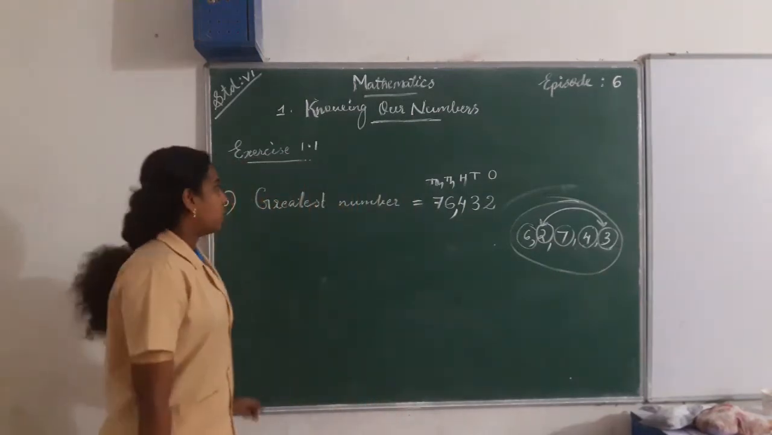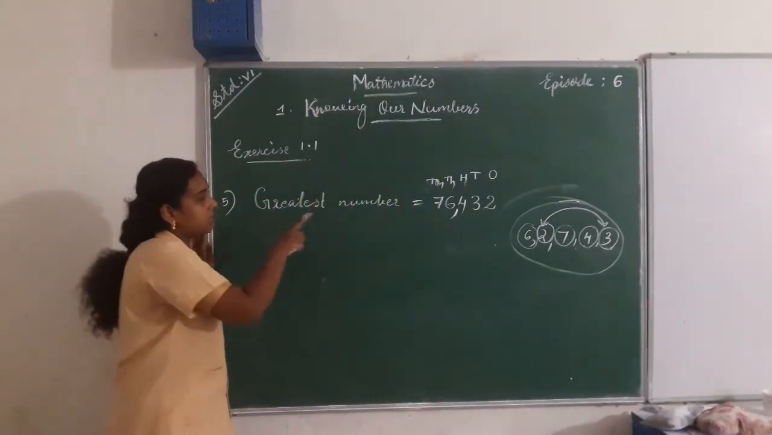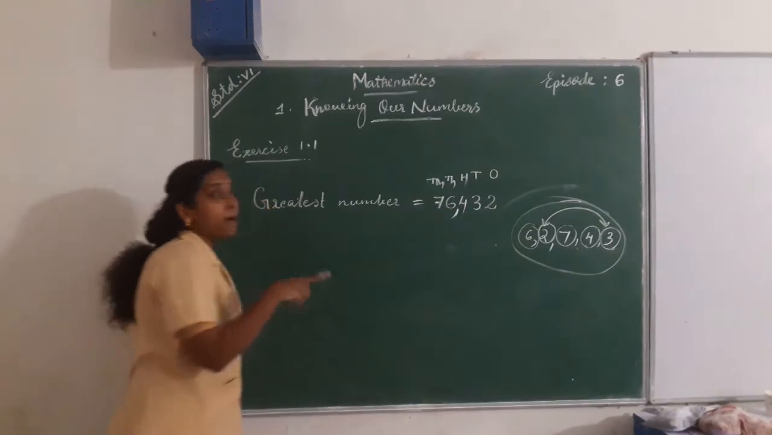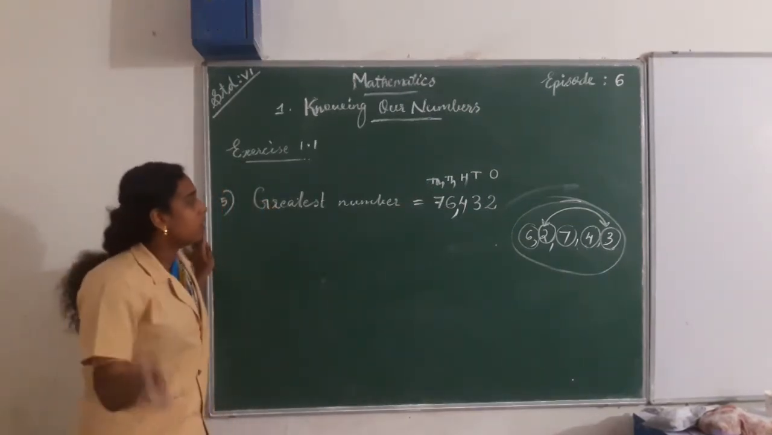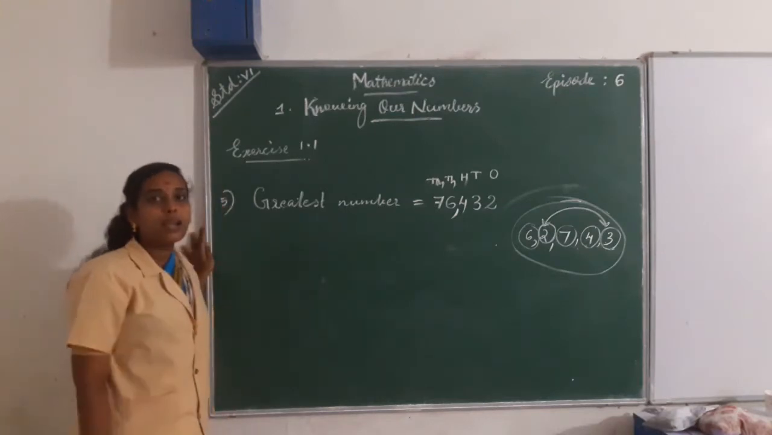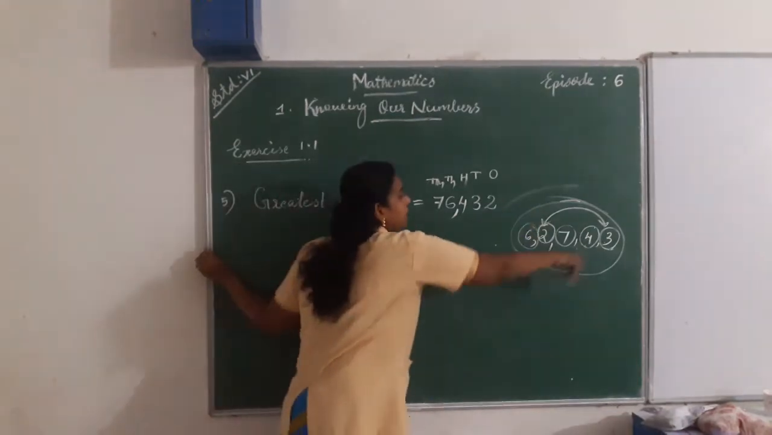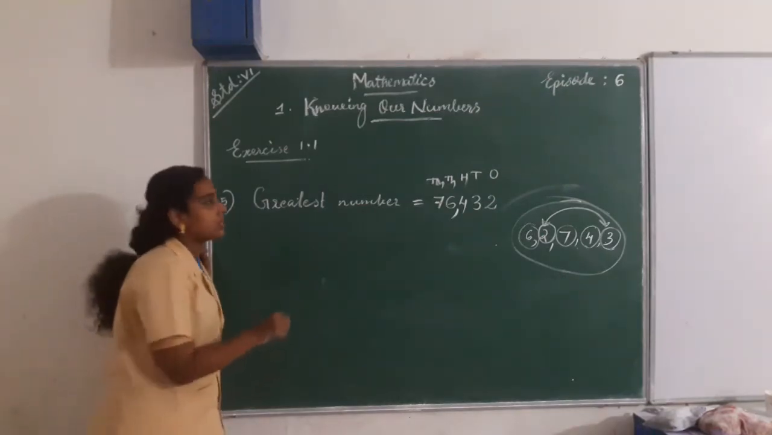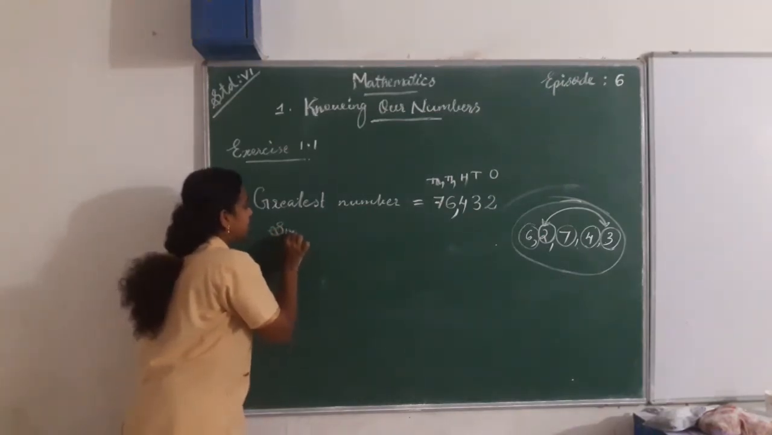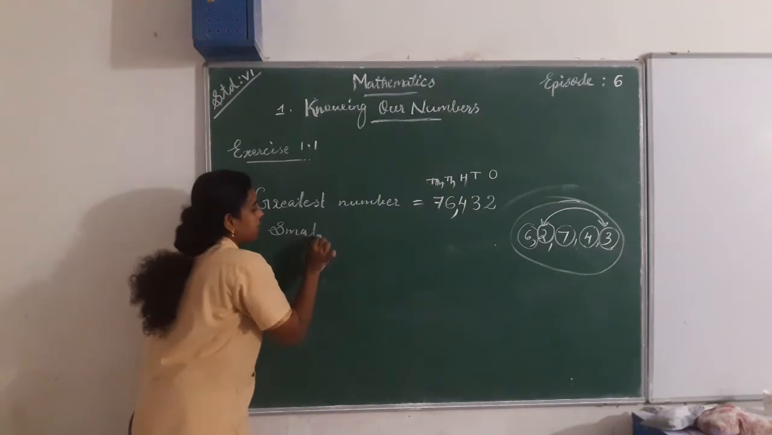So we want to find the difference between the greatest number and the smallest number. So we want to find the smallest number by using these 5 digits. Our next step is the smallest number.